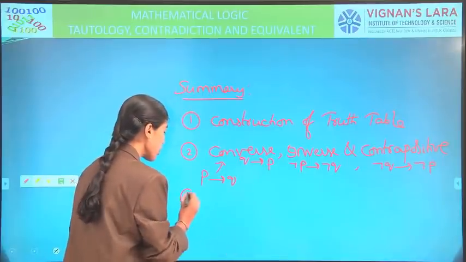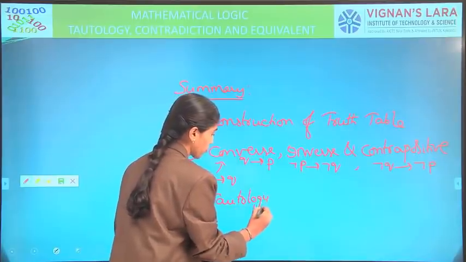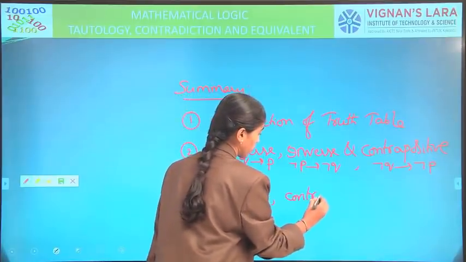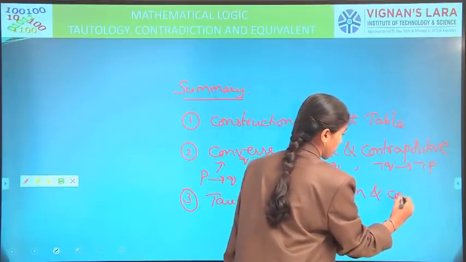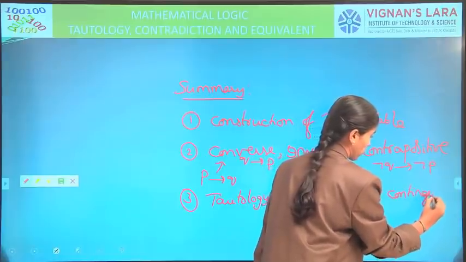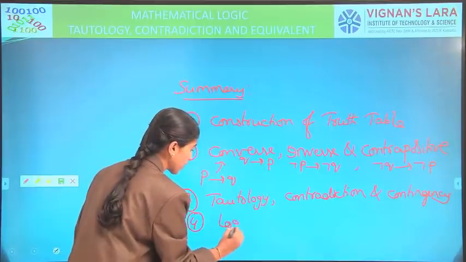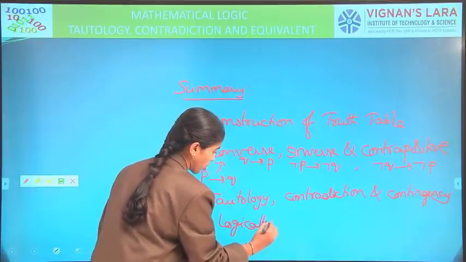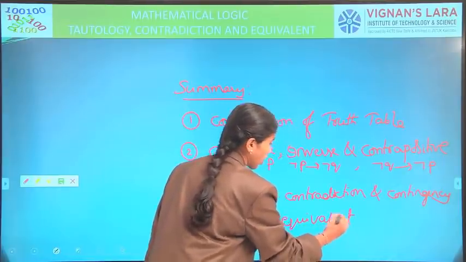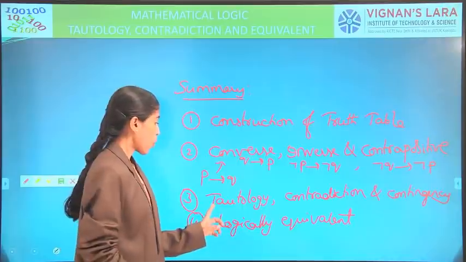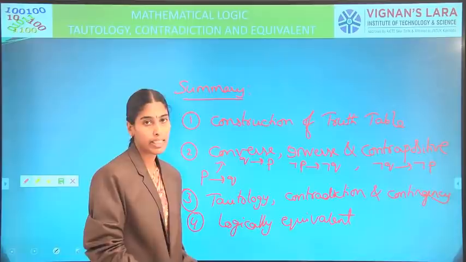Next we saw the definitions of tautology, contradiction and contingency. Also we saw the definition of logically equivalent. In the next class we will see the problems on tautology, contradiction, contingency and logical equivalence.